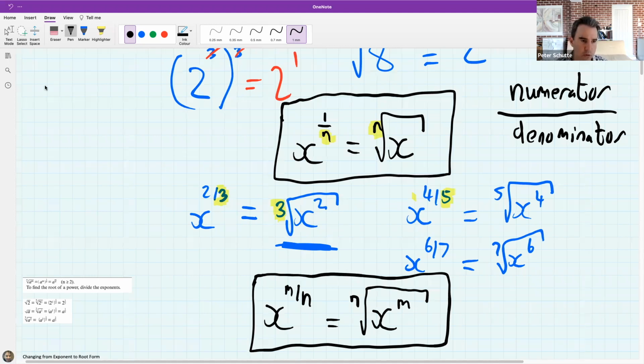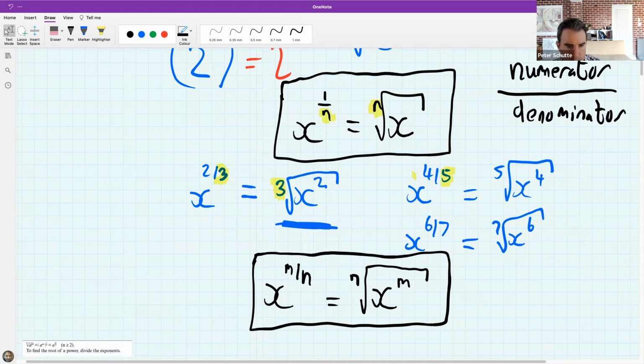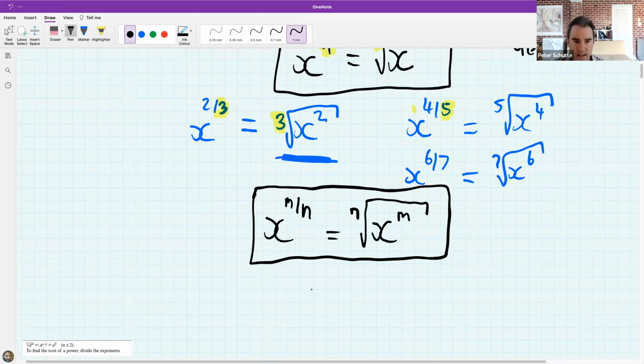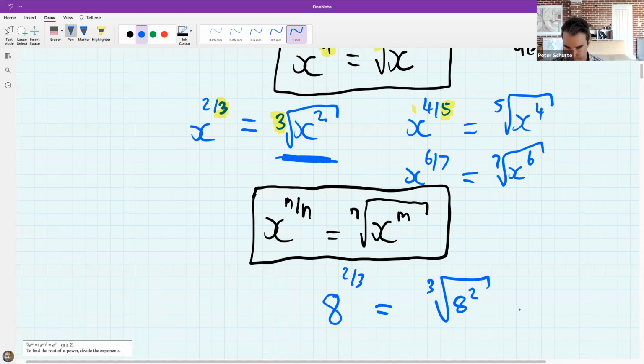Okay, so let's see another example. Let's say I have 8 to the power of 2/3. If I have 8 to the power of 2/3, that is the same as the cube root of 8 squared.